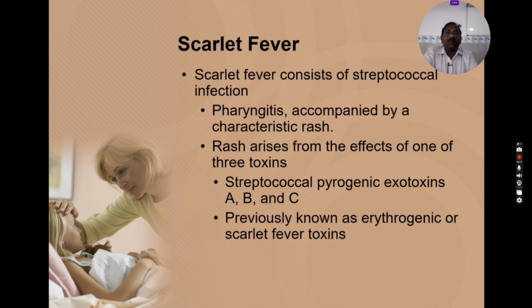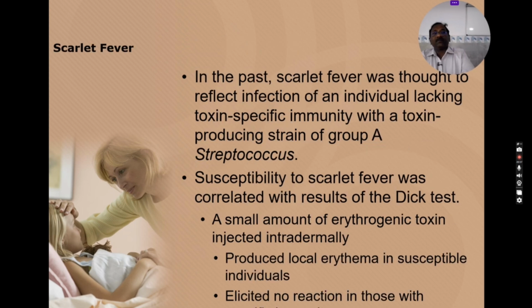Scarlet fever consists of a streptococcal infection, a pharyngitis accompanied by a rash. The rash arises from the effects of one of 3 toxins. They are the streptococcal pyrogenic exotoxins A, B and C, previously known as the erythrogenic or scarlet fever toxins. So these are the toxins, very easy to remember: toxin names A, B and C.